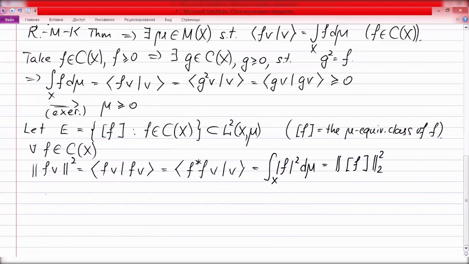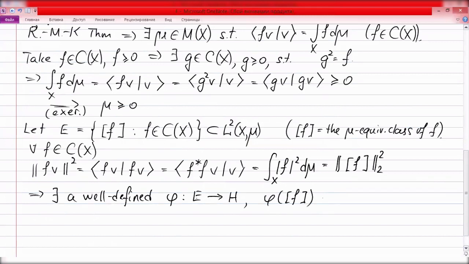Why is this formula useful? This formula, first of all, implies that we have a well-defined map phi from E to H, which takes the equivalence class of each continuous function f to the vector fv. Well, why is it well defined? If f is 0 almost everywhere, then the above chain of equalities implies that fv is also 0. So this map is well defined.